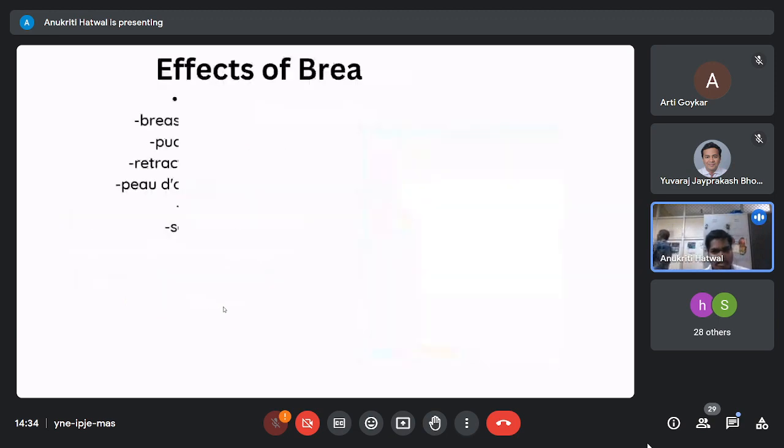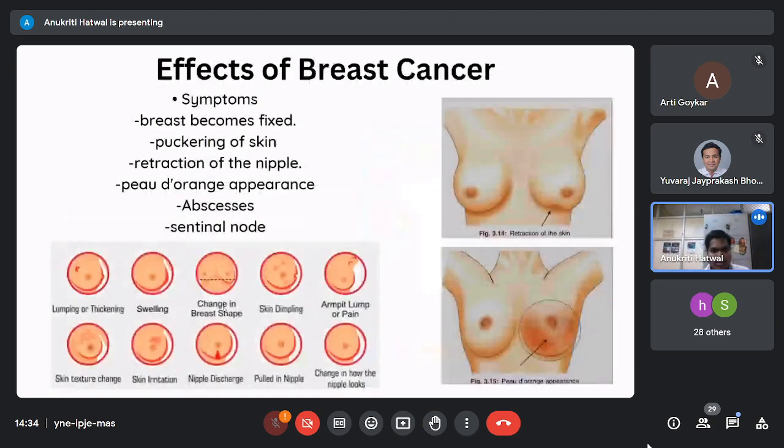I will discuss the effects of breast cancer and how it spreads to different parts of the body. The following are some symptoms of breast cancer. Cancer cells may infiltrate the suspensory ligaments, causing the breast to become fixed due to contraction of the ligaments, and retraction or puckering of the skin occurs.